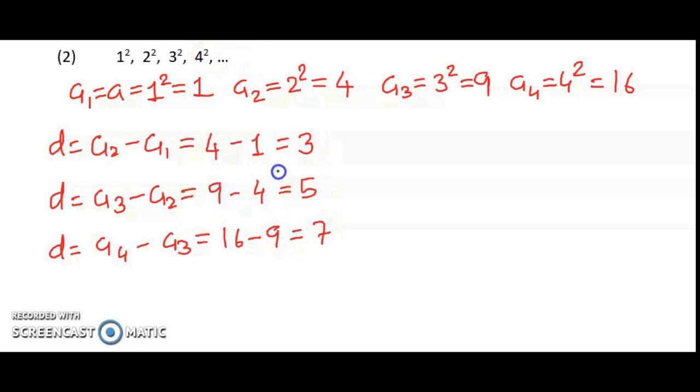So you can see here that the difference between consecutive numbers does not remain the same. It means that the given series is not an arithmetic progression. So this way, if you want to find out whether the series is an arithmetic progression or not, then we will find out the difference between consecutive numbers. If the difference between consecutive numbers remains the same, then we can say that the given series is an arithmetic progression. If the difference is not the same, then this series will not be an arithmetic progression.